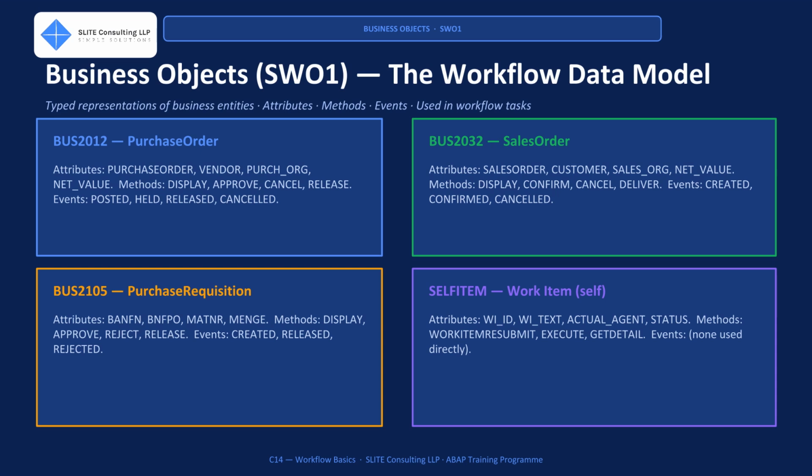When SAP standard code saves a PO, it raises the BUS2012 posted event. If you link a workflow template to that event in event linkage, transaction SWE2, the workflow starts automatically for every new PO. No code change is needed in the triggering program. The event carries the object key as a parameter, which becomes the _WI_OBJECT_ID container element in the workflow.